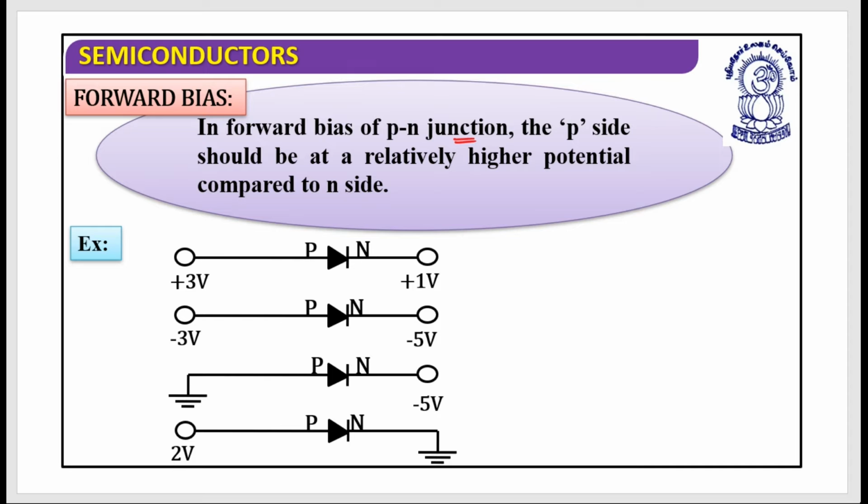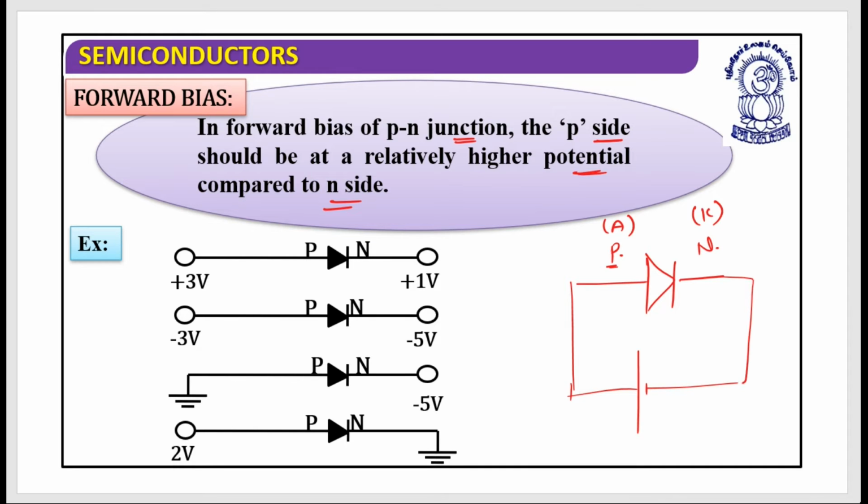In forward bias of a PN junction, the P side should be at a relatively higher potential compared to the N side. Or we can also represent this like so: this is the P side, this is the N side, and we already discussed that this is considered an anode and this is considered a cathode. When the positive terminal of a diode is connected with the positive terminal of the battery and the negative terminal of the diode connected with the negative terminal of the battery, this can also be represented something like this.